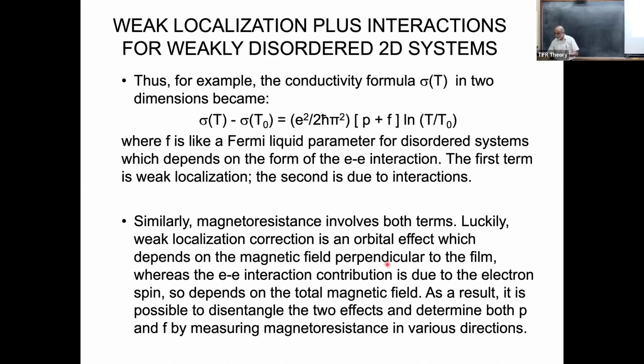Okay. So as a result, you can actually disentangle the 2. So that's a really nice situation. Because the 2 are very different. The effects have very different origins. And experimentalists use this, and doing that, they could actually then fit all the data and get all the parameters that were necessary in this problem.